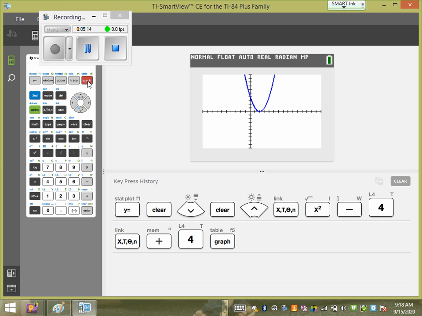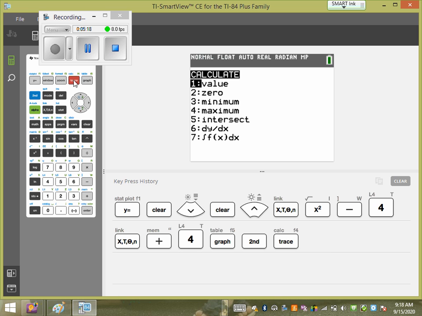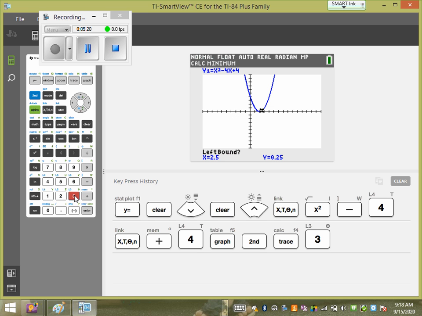So we're going to go second, trace. Our vertex is a minimum, so we're going to pick number 3. And we need to be on the left-hand side of it. Enter. Right-hand side somewhere, because it says right bound. Enter. Enter. So it's at 1.9999, which we can round to 2.